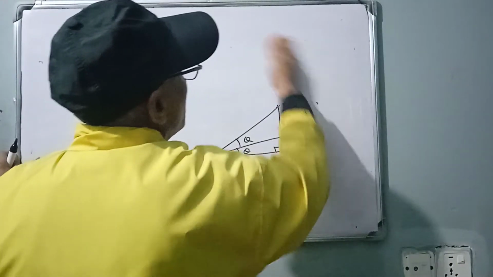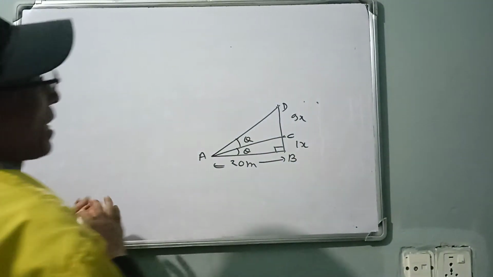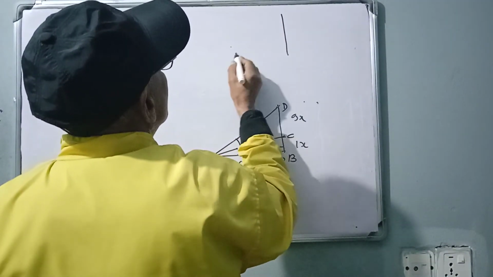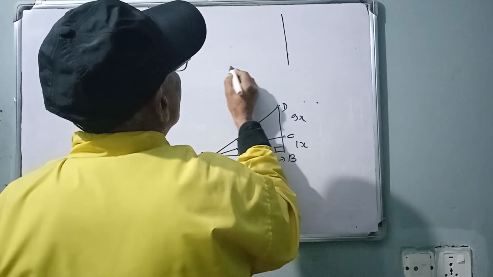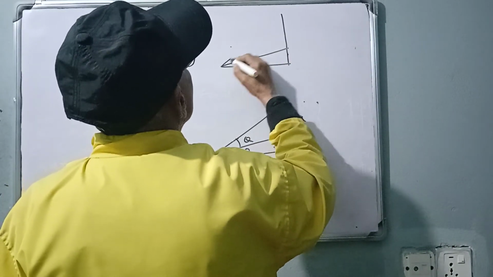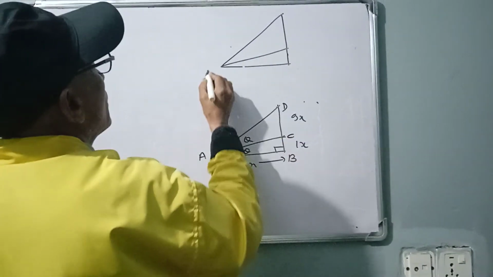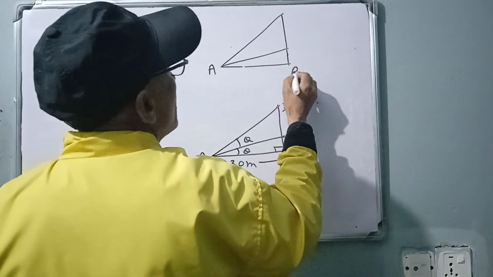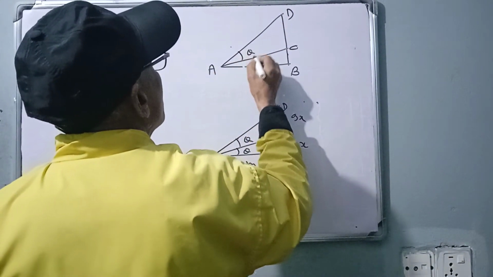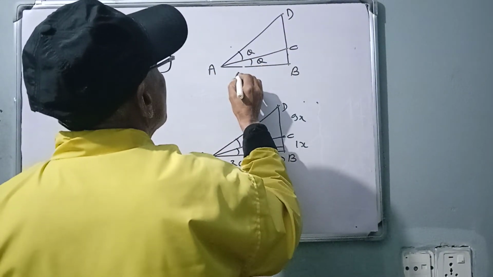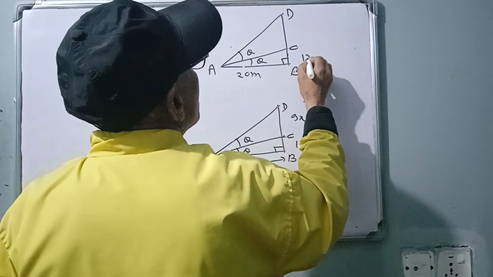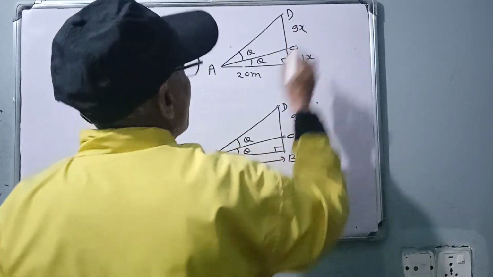To continue, I draw the diagram here again. Name it ABCD. This is theta, this is 20 meter, this is 1x, this is 9x.